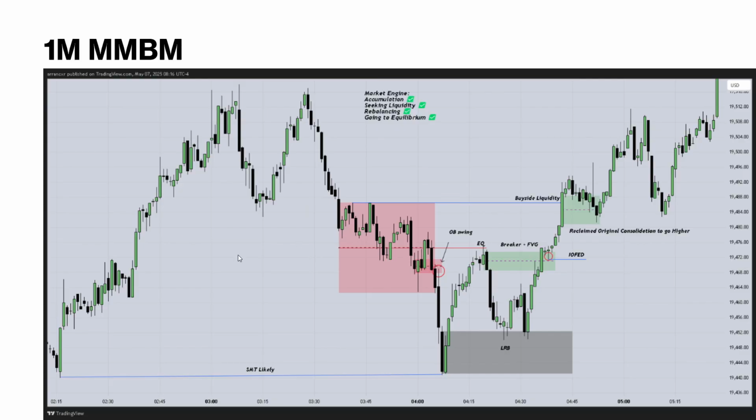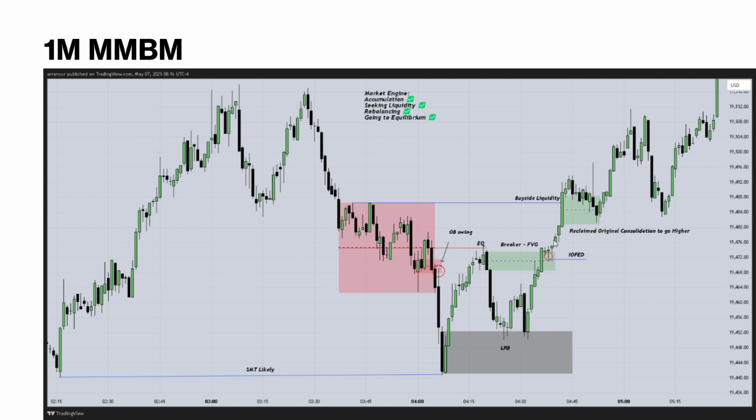So let's talk about this 1 minute market maker buy model. We have a likely SMT in this case with these equal lows right here, and we have framed our initial consolidation as well. So what did price do? Price accumulated. It doesn't have to be a straight accumulation; it can also be a bit jagged. We have equal highs right here. We have high resistance liquidity right here as well. And then we went for a dump and we probably formed an SMT right here. Then price went up to the equilibrium right here. It formed this order block and a fair value gap, making the low risk buy in this case.